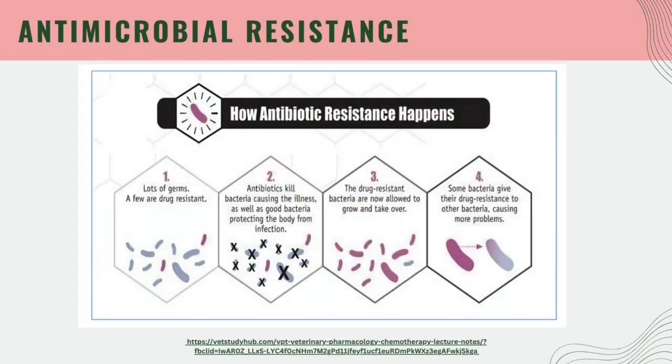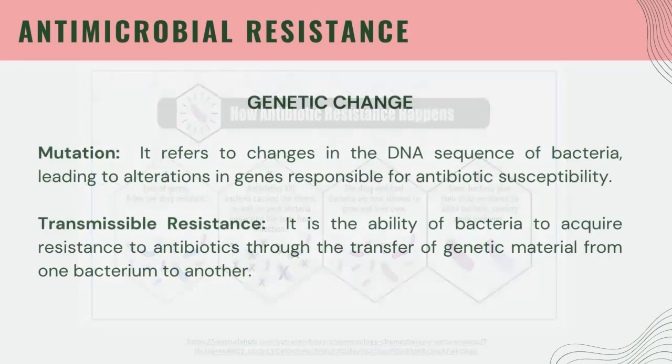This is an illustration of how antibiotic resistance happens. In the first illustration, there are lots of germs and a few are drug resistant. Next, antibiotics kill bacteria causing the illness as well as good bacteria protecting the body from infection. The third is the drug-resistant bacteria are now allowed to grow and take over. Lastly, some bacteria give their drug resistance to other bacteria, causing more problems.